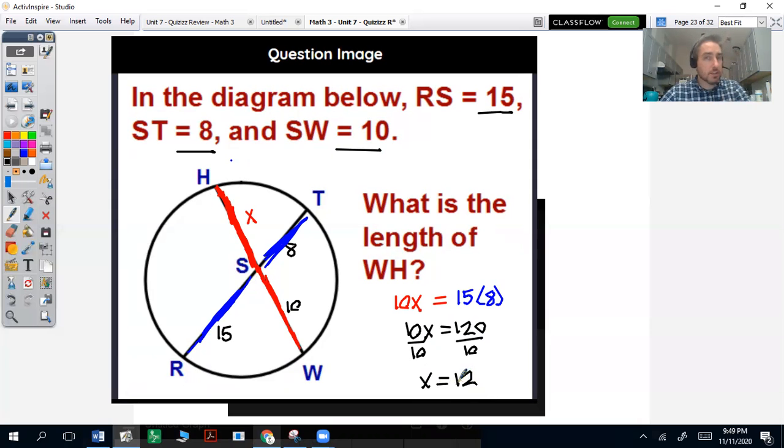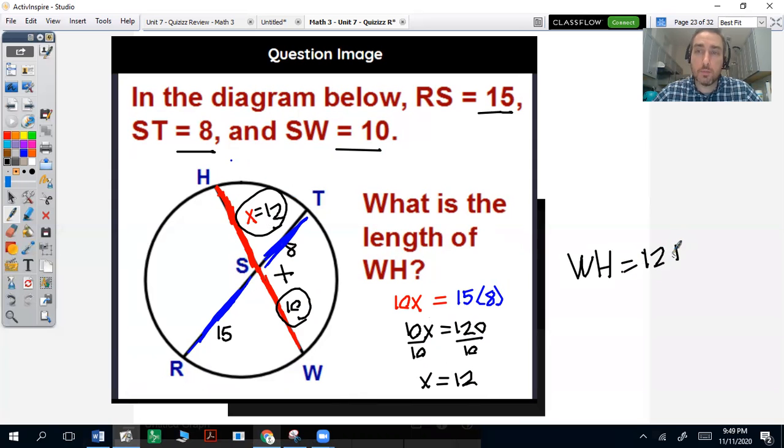But that's not your answer, okay? X is 12. WH is 12 and 10 added together because it's the whole segment. So WH is going to be 12 plus 10, which is 22. So do the whole segment in this question. All right, next question.